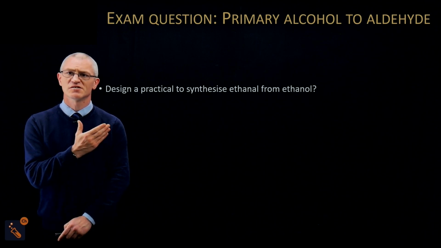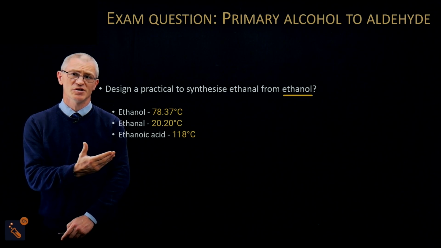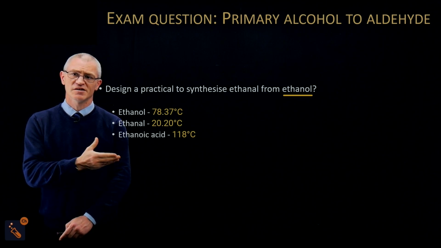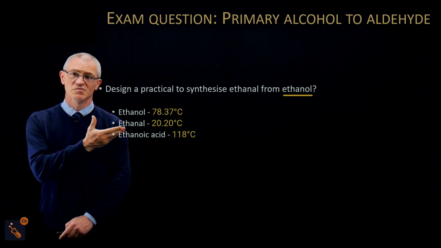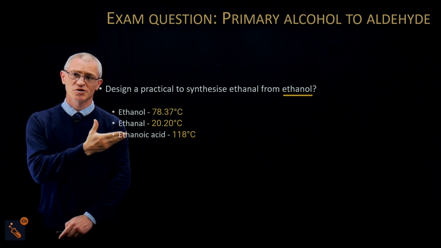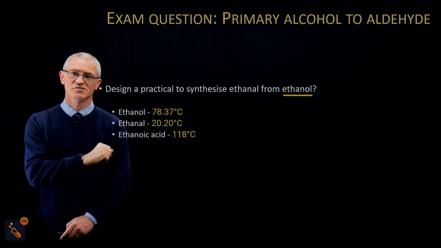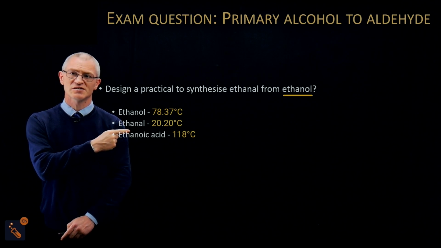Design a practical to synthesize ethanal from ethanol. So we're making it from that primary alcohol. We're going to make ethanal. Ethanal has a boiling point that's far lower than ethanol. And the other product you can get is ethanoic acid, and that ethanal is far lower than both of those. Notice that the boiling point is actually lower than 78 first, then 118.